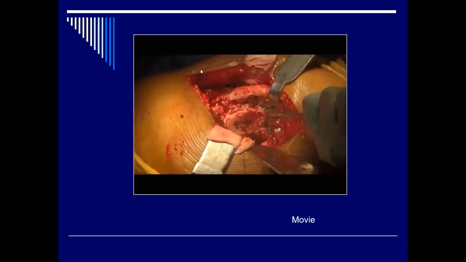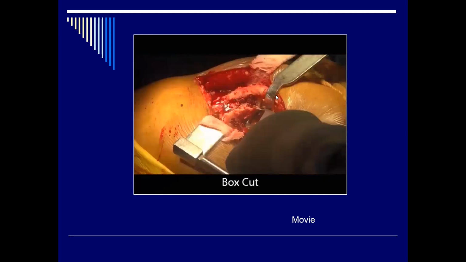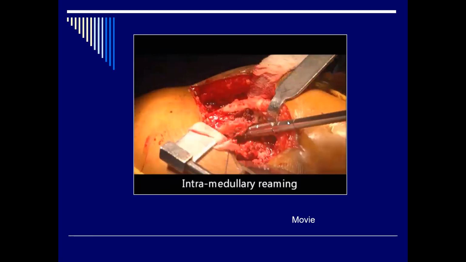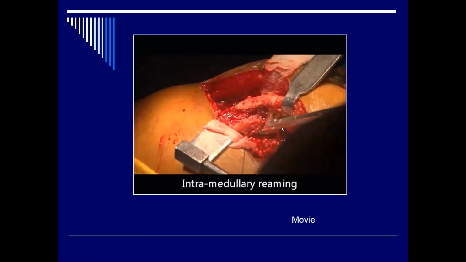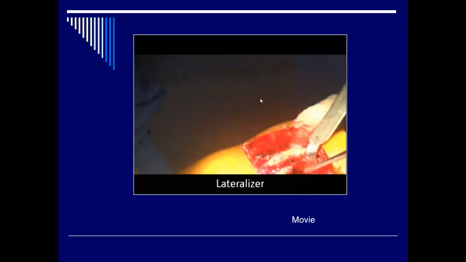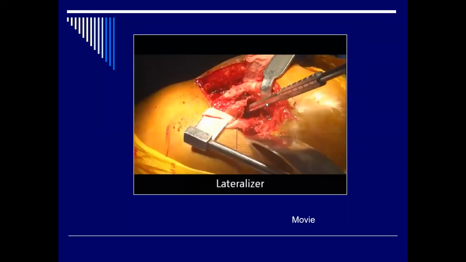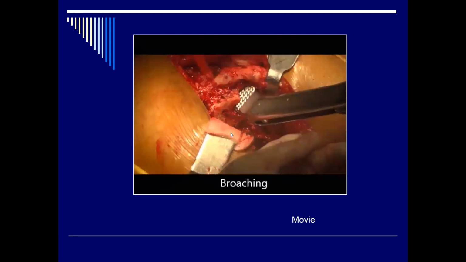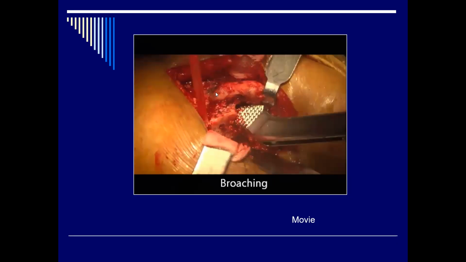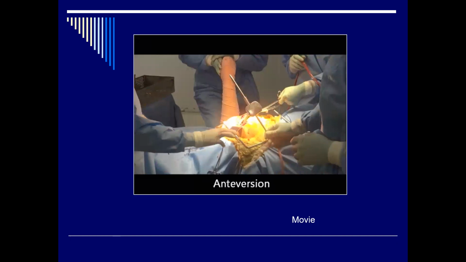Oh, nothing medially. Look at that. It is all released, perforation on the lateral side, and that's the reaming, most lateral. This is called the lateralizer reamer. So you take out the lateral bone and then you broach and look at the anteversion. That is tibia and that's the femur.